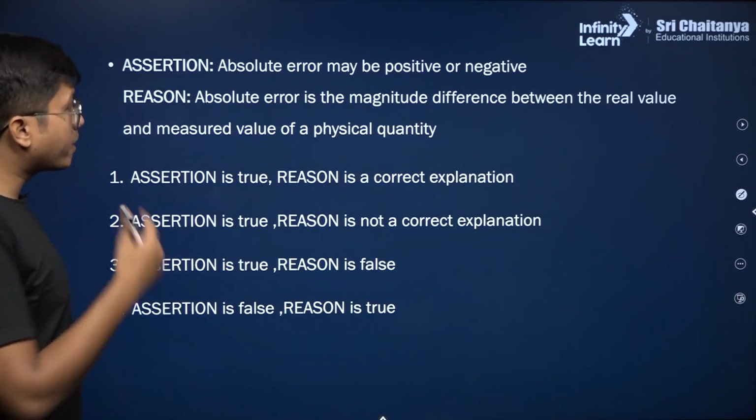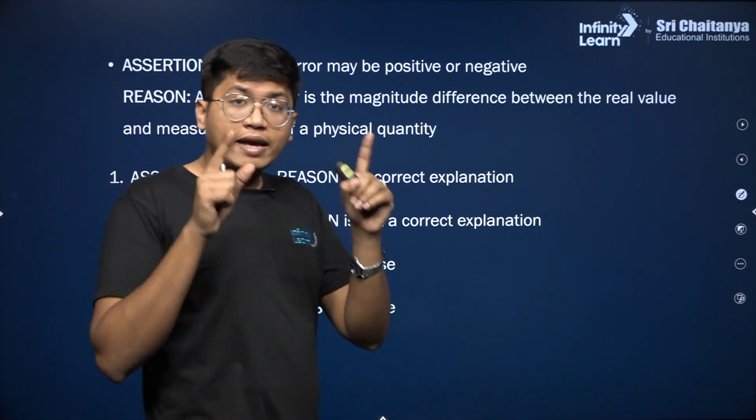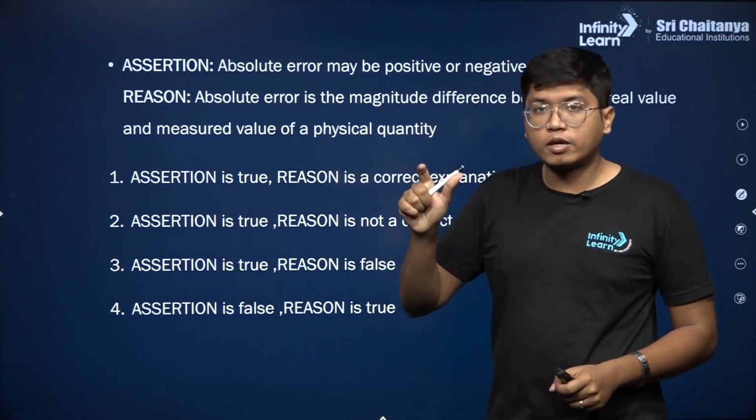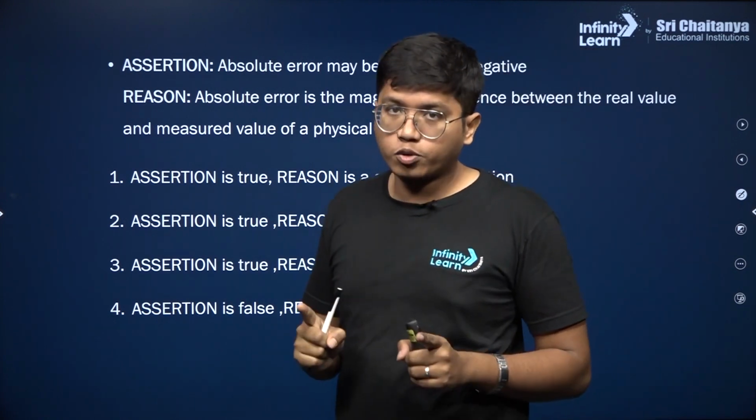Next, absolute error may be positive or negative. This is an incorrect statement because absolute error, if you recall, is the magnitude, which is why it's called the absolute error. It's the absolute value. You don't deal with positive or negative. It is always positive. You always take the magnitude of it.